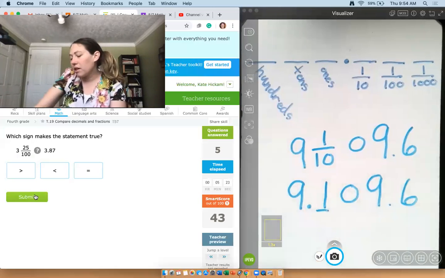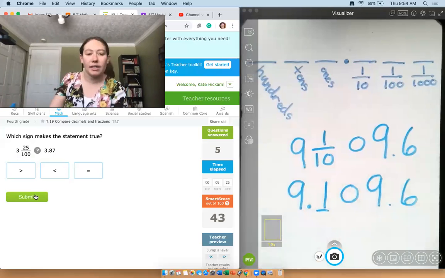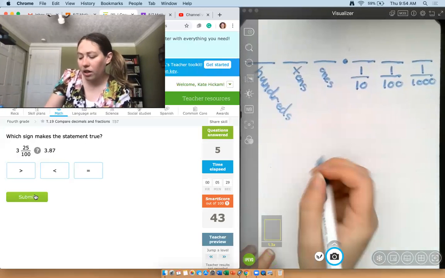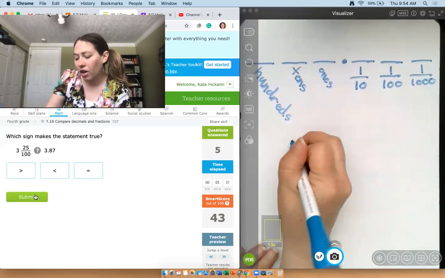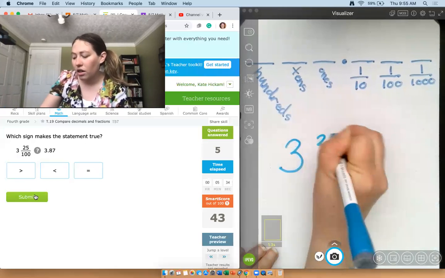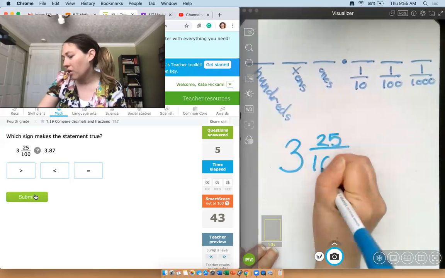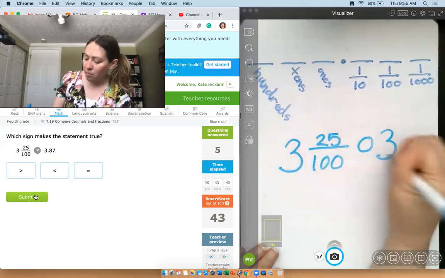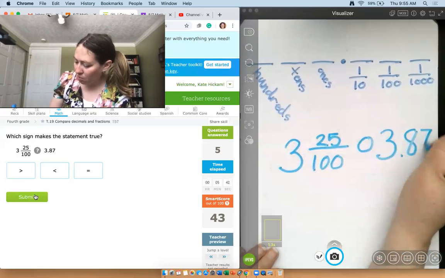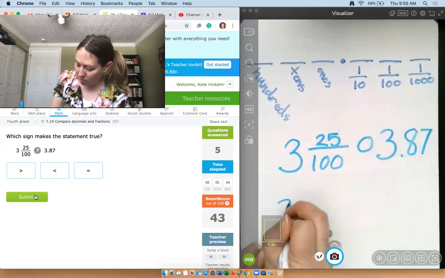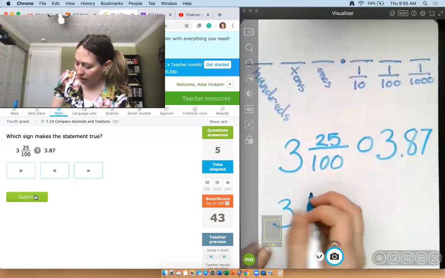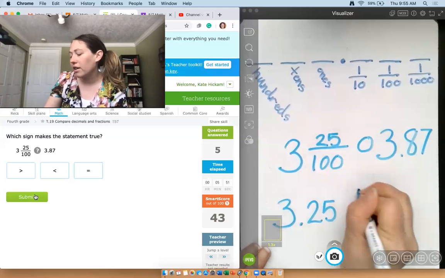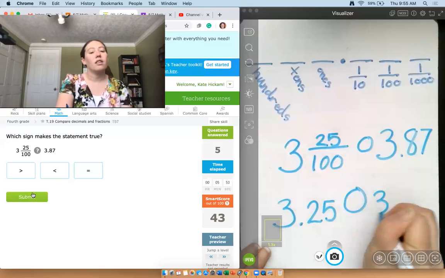We'll do this one and call it quits. 3 and 25 hundredths compared to 3.87. So we have 3 wholes on both. And then this one is 0.25 compared to 3.87. So this one's bigger.